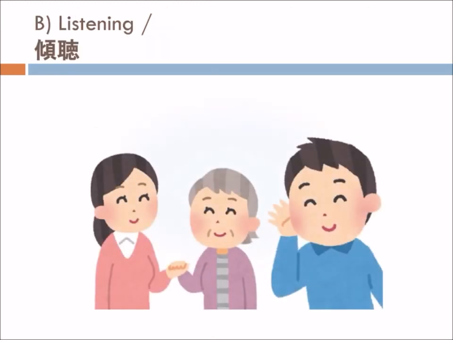Listening. Listening is more important than speaking. The proper way to listen is one requirement for a professional caregiver. The person with dementia is likely to have difficulty expressing what he or she wants to say. So, caregivers need to be patient and listen carefully.